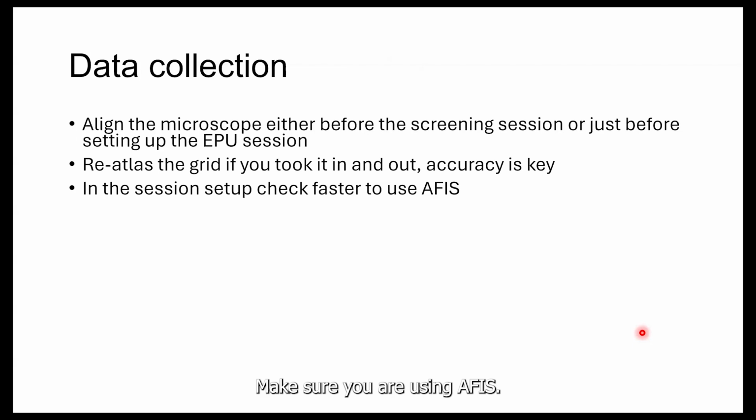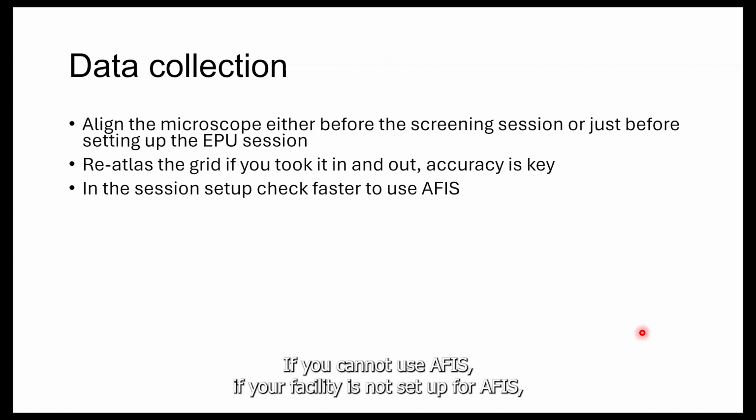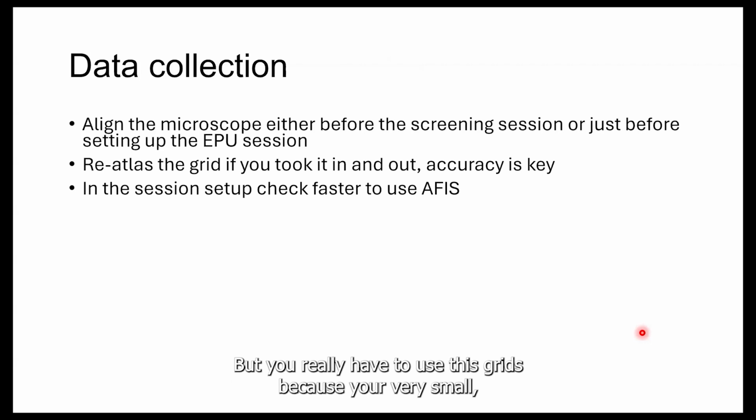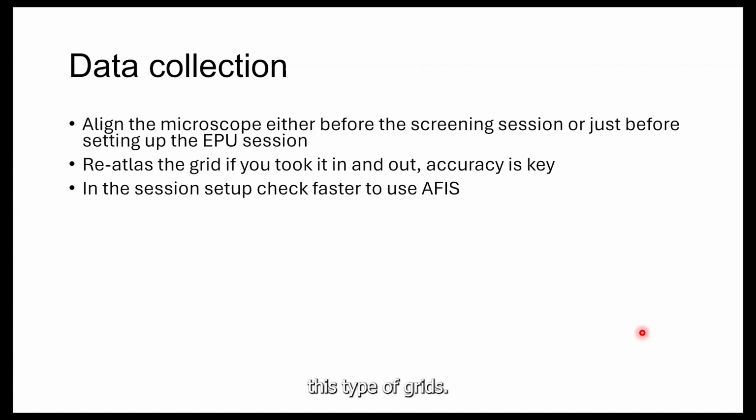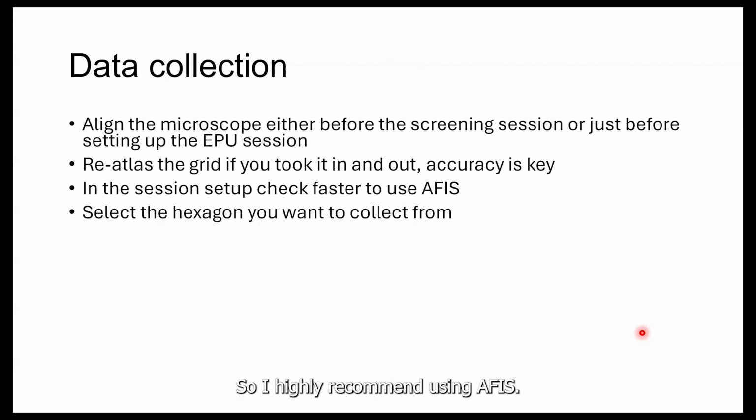Make sure you're using AFIS. If you cannot use AFIS, if your facility is not set up for AFIS, but you really have to use these grids because your very small flexible protein is the only protein that really loves this type of grids, use it. Just be aware that you will collect very slowly, about 200 movies an hour, because it moves the stage every time and it takes longer. So I highly recommend using AFIS.